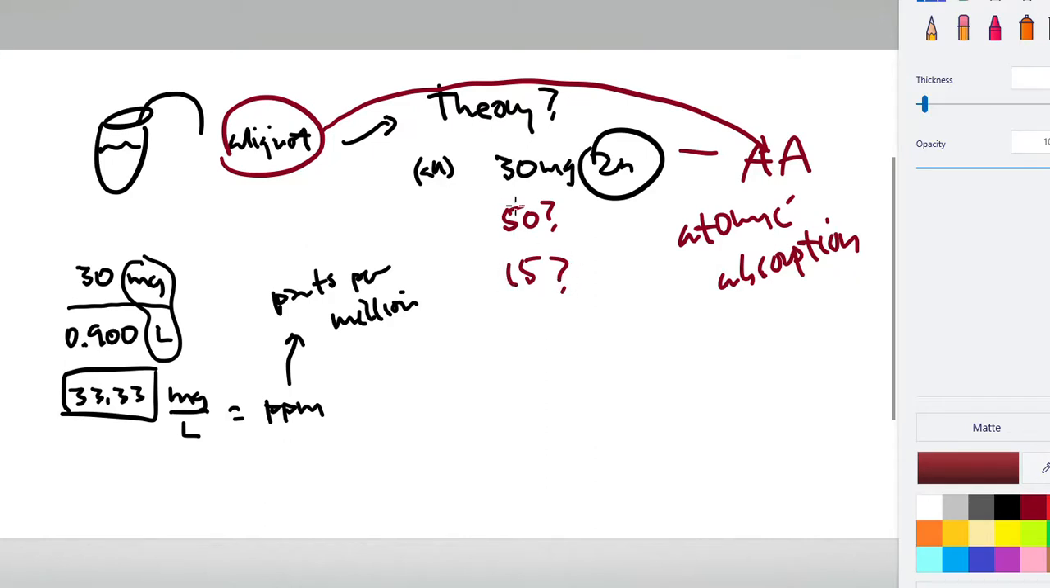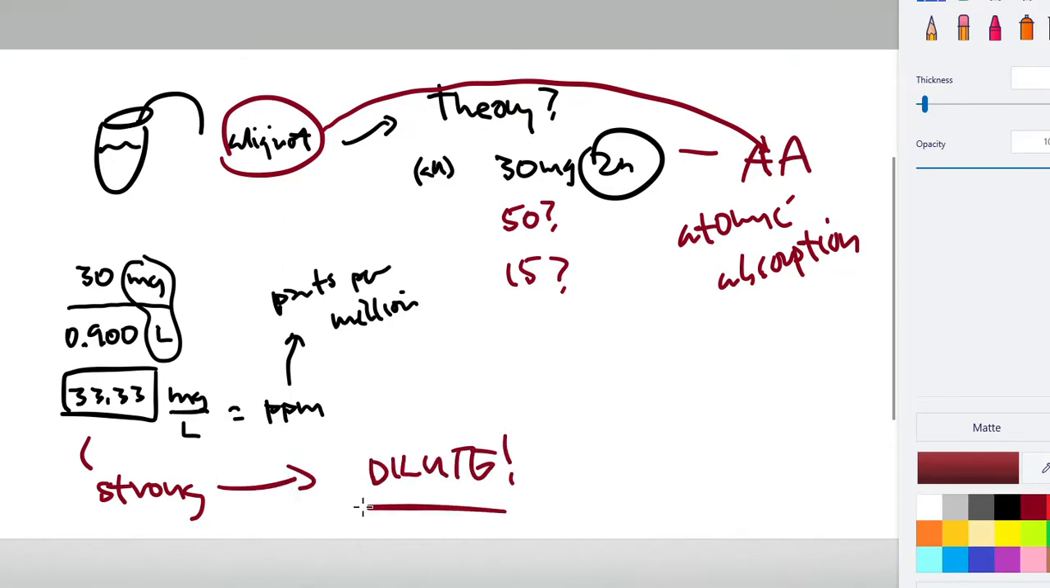But whatever the case is here, folks, this is probably way too much. It doesn't matter what it is. It's going to be way too much. So this solution is going to be too strong to analyze directly pulling it out of the vat. That means I'm going to have to dilute it. Very, very important. I'm going to have to dilute it the proper way.